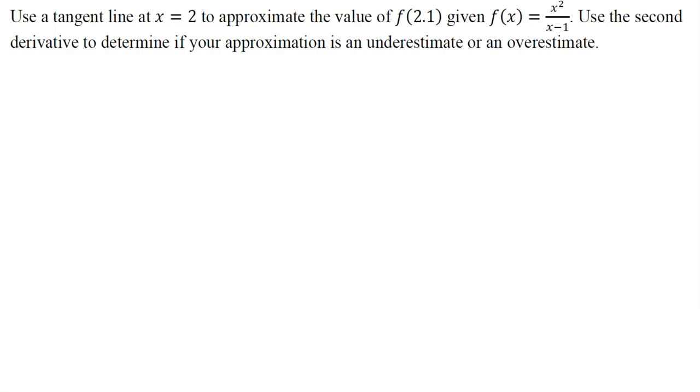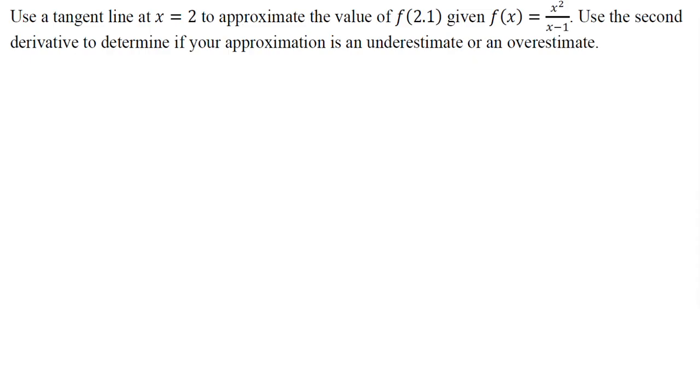All right, this is going to be our walkthrough for the homework assignment titled Tangent and Secant Line Approximations. So all we're going to be doing here is approximating the value of a function using either a tangent line or a secant line, and then determining whether the function is concave up or concave down to tell us whether or not the approximation we're getting is an underestimate or an overestimate.